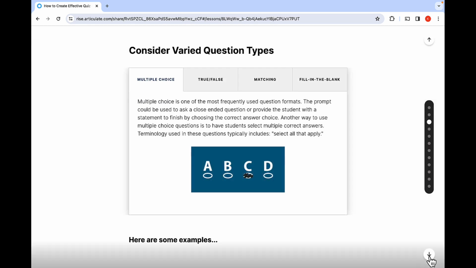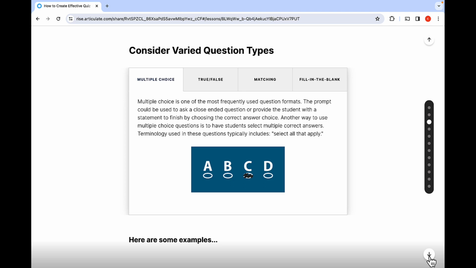One way to ensure you have effective quiz questions is by varying the question formats or the type of questions used. Incorporating varied question types in quizzes is crucial for assessing different aspects of student understanding.